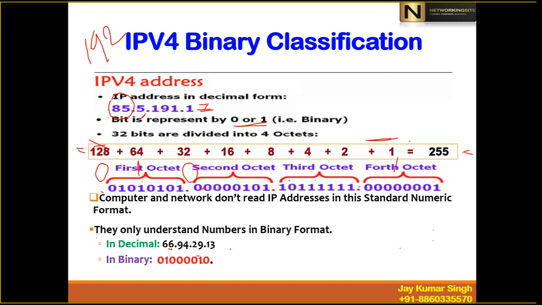Very good. Now give me 94. 0, 1, 0, 1, 1, 1, 1, 0. Okay, now for 29. 0, 0, 0, 1, 1, 1, no, no, that is 30. Let me redo it for 29.